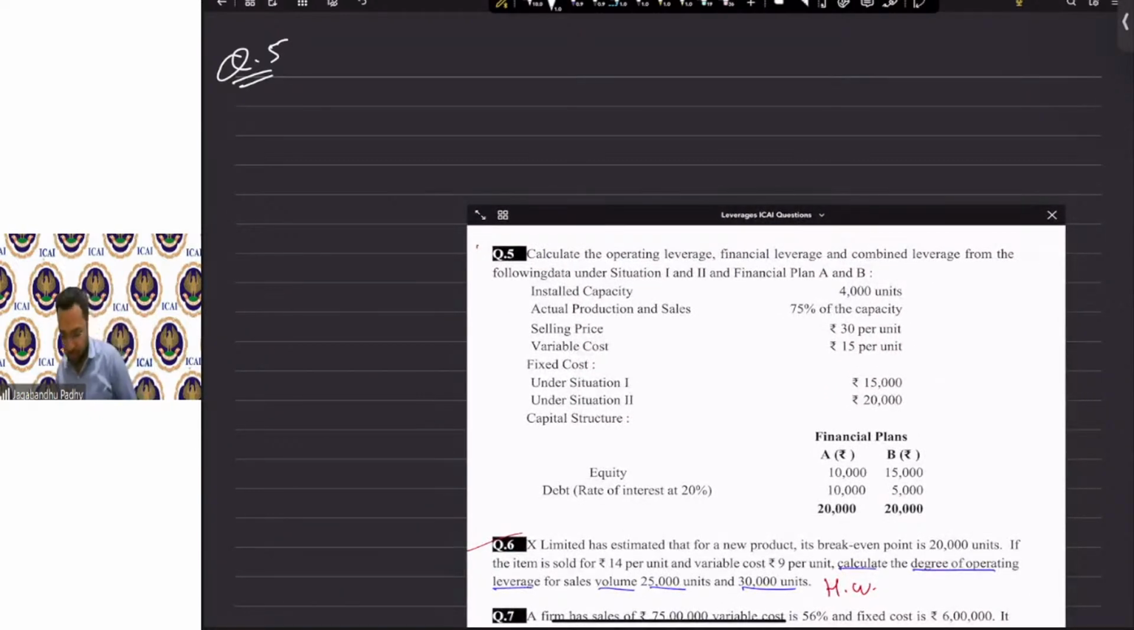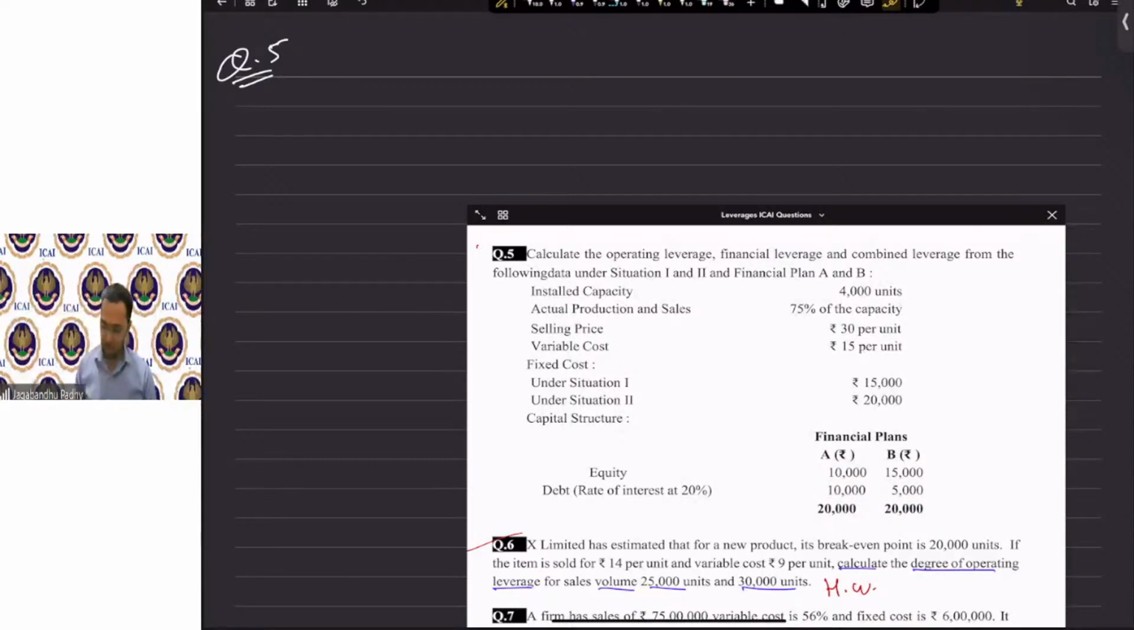Calculate the operating leverage, financial leverage, and combined leverage from the following data under situation 1 and 2 and financial plans A and B. Installed capacity is 4,000. Actual production and sales is 75% of capacity. Selling price is 30. Variable cost is 15. There are situation 1 and 2 with fixed cost as 15,000 and 20,000. Capital structure is financial plans A and B, equity and debt. Equity is 10,000 and 15,000. Debt is 10,000 and 5,000.